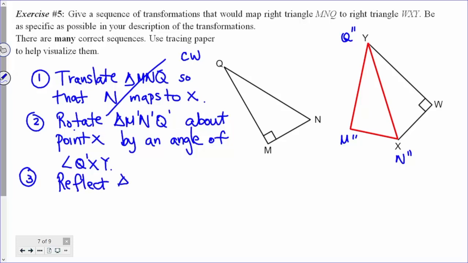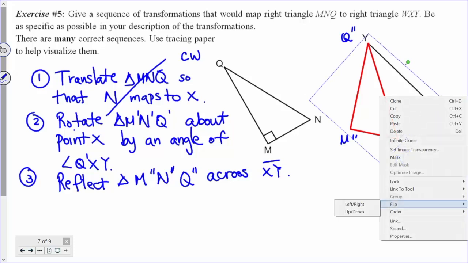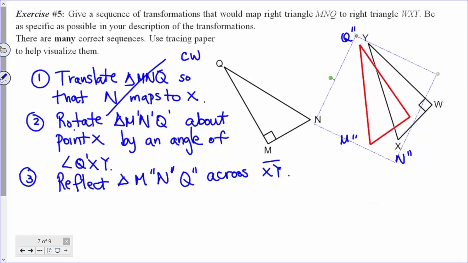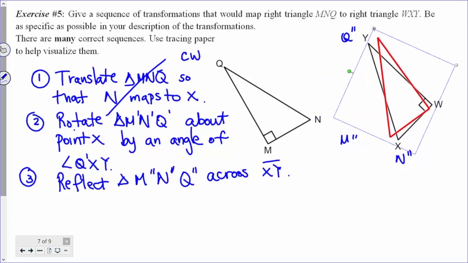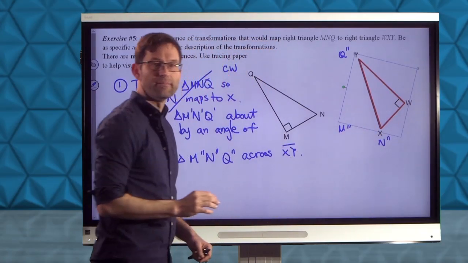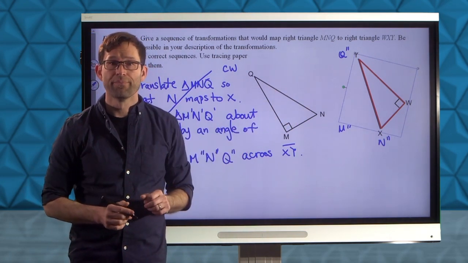So I'm going to reflect triangle M double prime, N double prime, Q double prime across XY. And when I do that, again, limits of my own technology, I have to do a bunch of crazy stuff. There we go. The two will coincide. My apologies that I can't really show you that in complete real time.